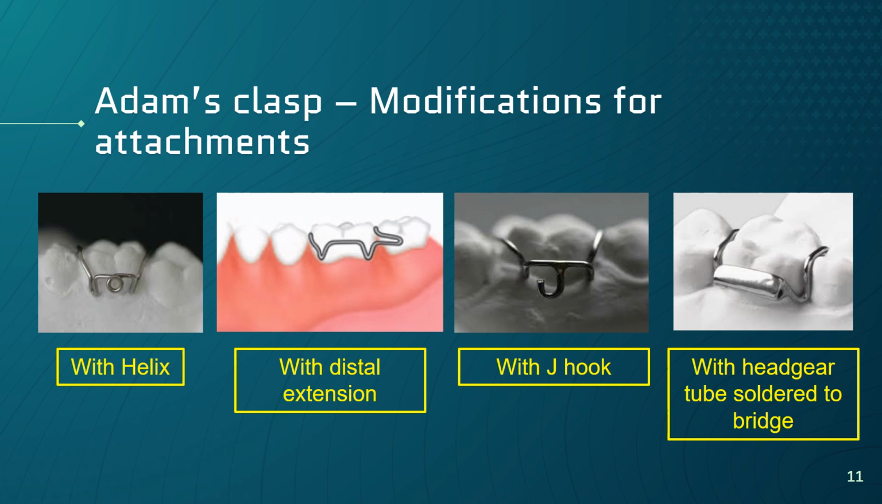All these three are made with a view to attaching elastics. A headgear tube can also be soldered to the bridge, in which case it can be used to accommodate a headgear.